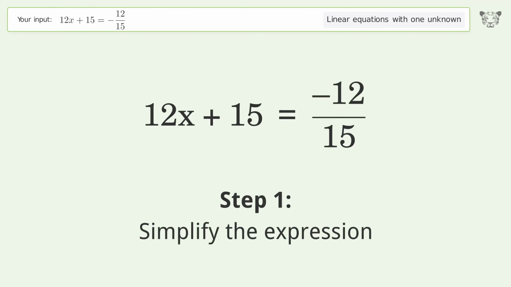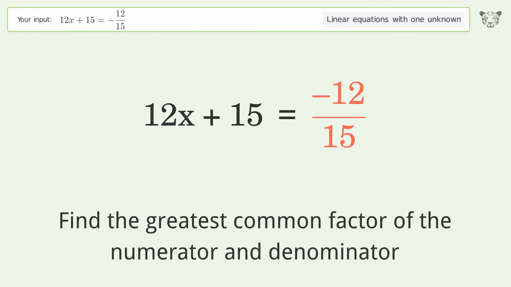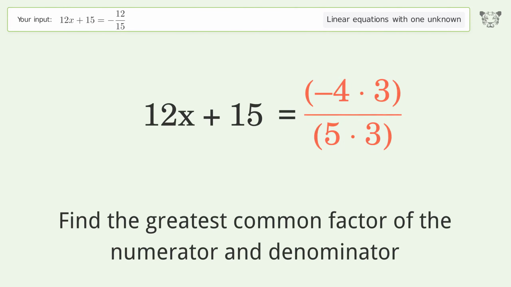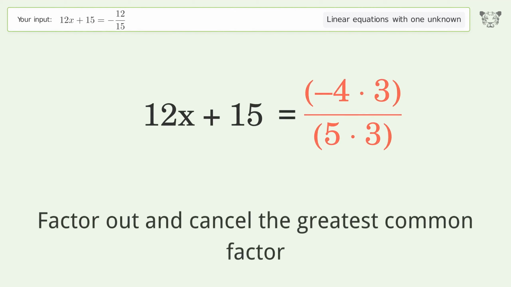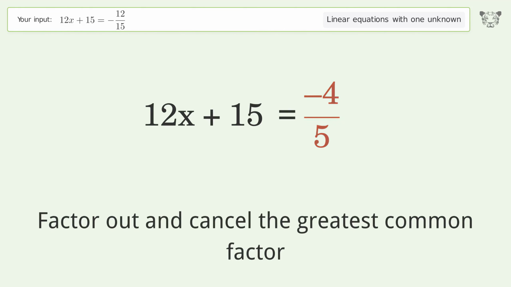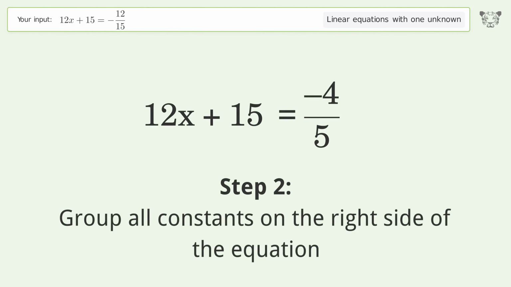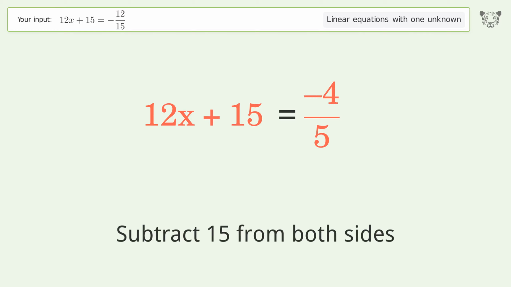Simplify the expression. Find the greatest common factor of the numerator and denominator. Factor out and cancel the greatest common factor. Group all constants on the right side of the equation. Subtract 15 from both sides.